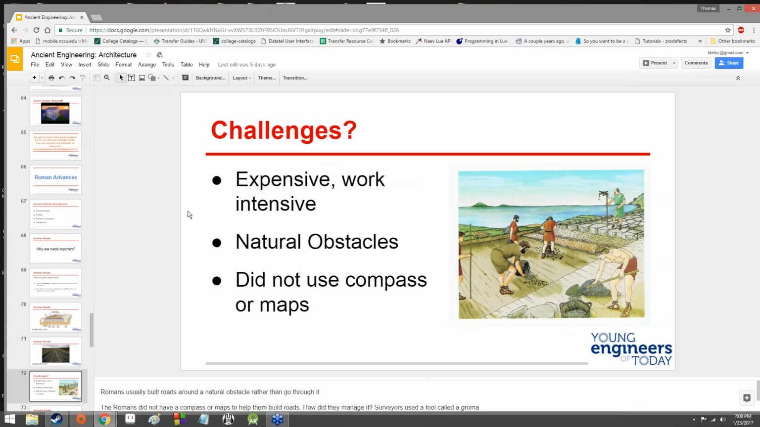Now, insofar as challenges are concerned with constructing a road, it's expensive. Certainly, for the standards of Roman civilization at the time, it was work intensive. Same deal even for roads today, when we're creating highways between major metropolitan centers across large stretches of land, they can be very expensive and work intensive to build.